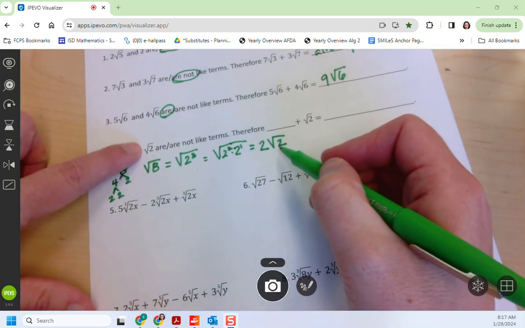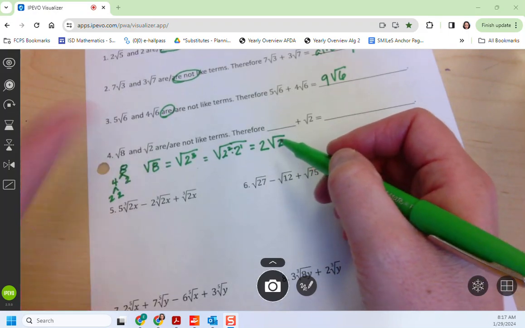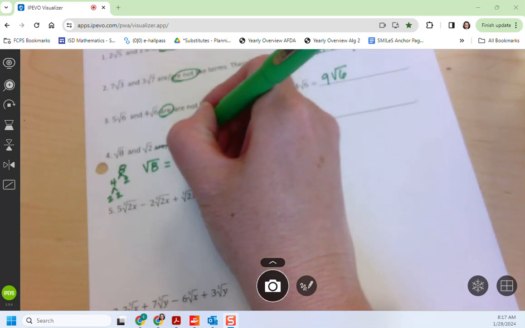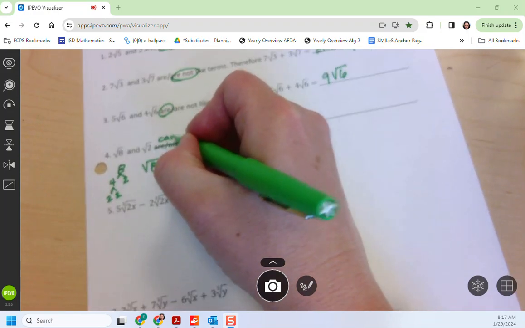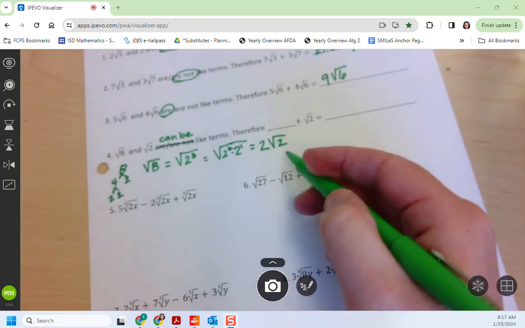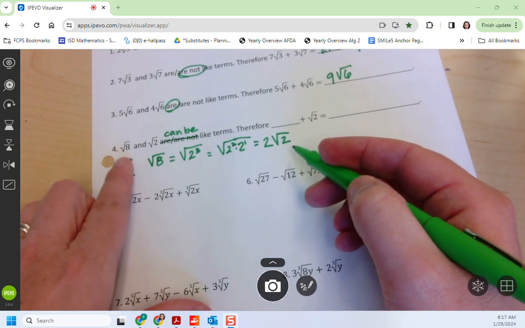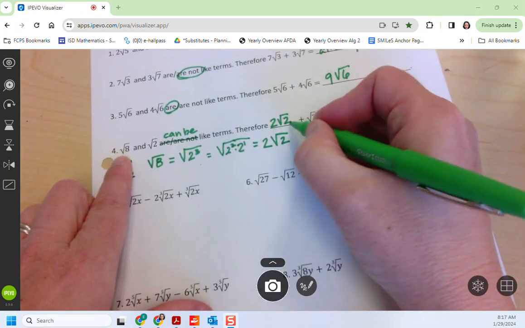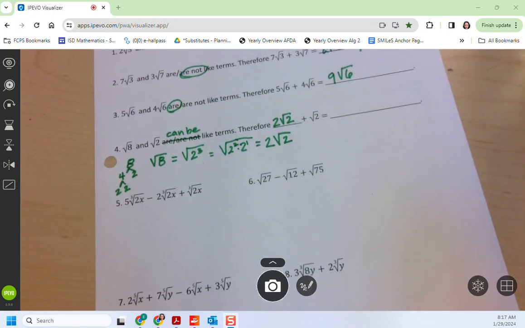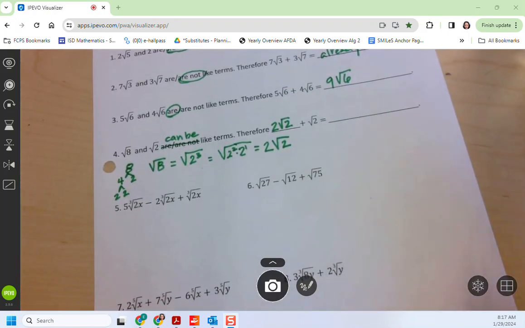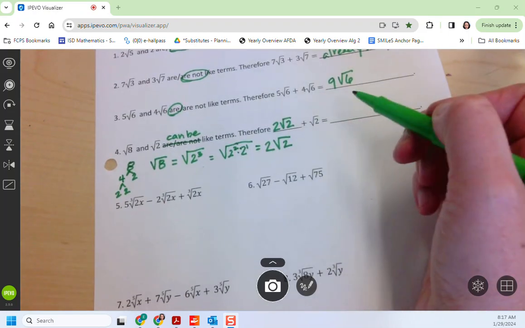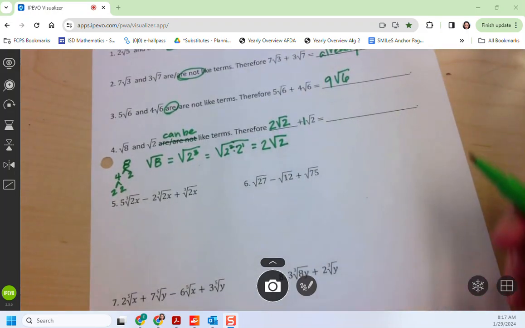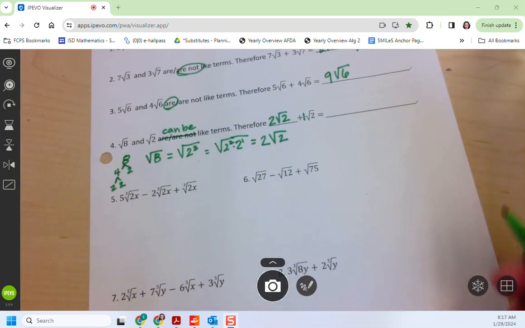So now 2 root 2 and root 2, those are like terms. So I'm going to actually cross both of these out, and I can say they can be like terms after I simplify. I'm going to change my root 8 to 2 root 2. So I have 2 root 2, and I have 1 root 2. Notice that instead of calling this just root 2, I called it 1 root 2 so that I have that coefficient there to add. 2 root 2 plus 1 root 2 gives me how many root 2? Very good.